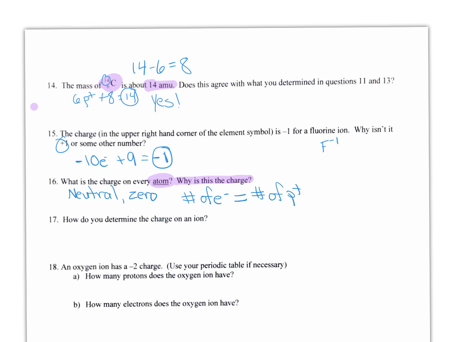Number 17, how do you determine the charge of an ion? Well, the way I determine it is I add the number of protons and the number of electrons, but always keep the number of electrons as a negative number. That way you'll know what the charge is. So you're going to compare the protons and electrons.